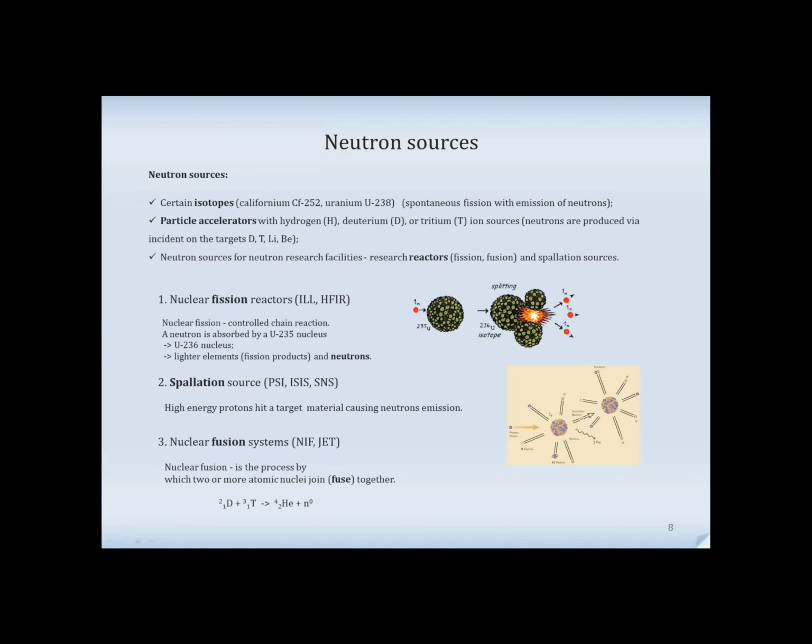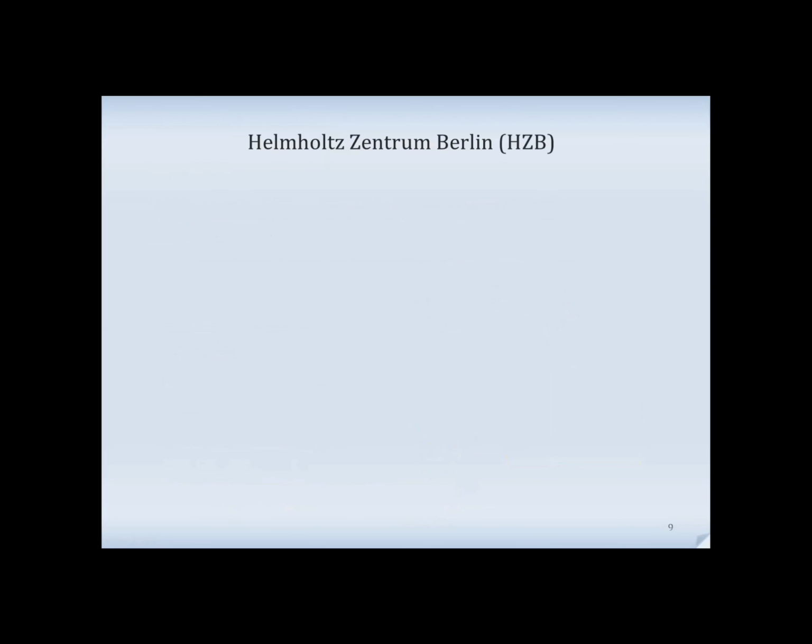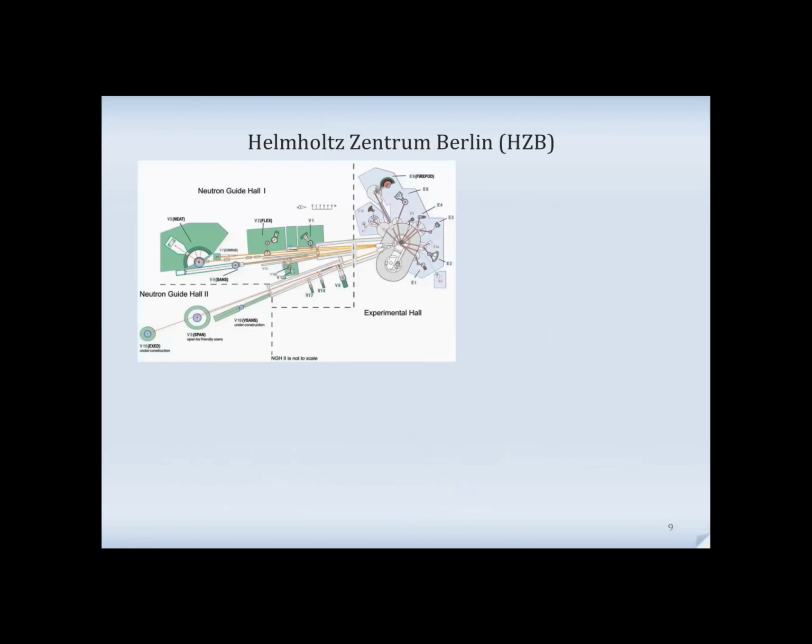And the third type of reactor is the so-called fusion reactor. During a fusion reaction, we have light elements which transform into another element with emission of a neutron again. So these are the main types of how to produce neutrons for scientific purposes. I will talk about one particular example of a neutron reactor at Helmholtz-Zentrum Berlin.